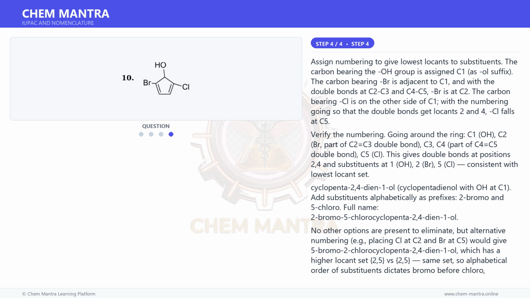No other options are present to eliminate, but alternative numbering, for example placing Cl at C2 and Br at C5, would give 5-bromo-2-chlorocyclopenta-2,4-diene-1-ol, which has the same locant set, 2, 5, versus 2, 5, so alphabetical order of substituents dictates bromo before chloro, confirming Br at C2.